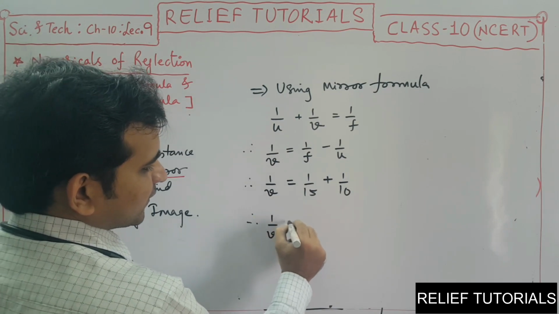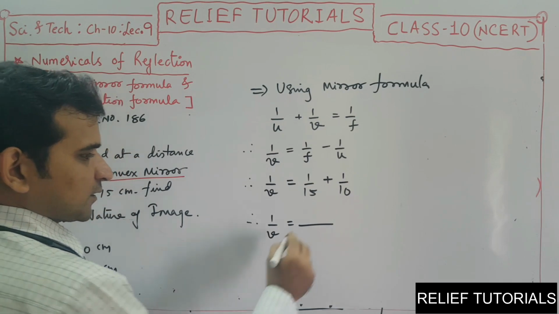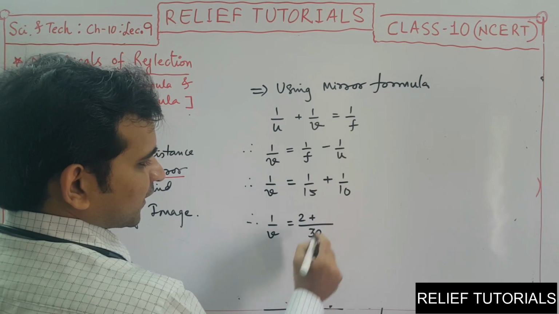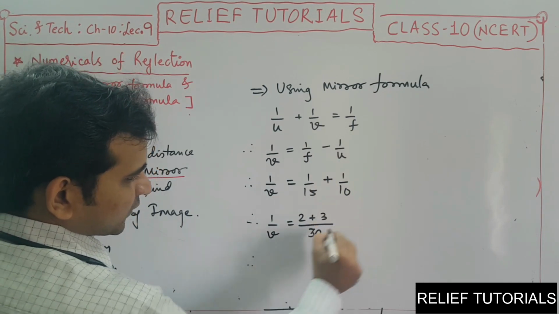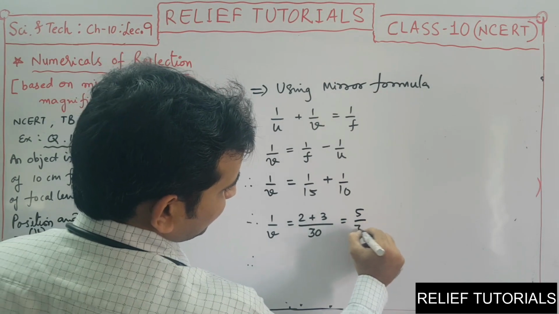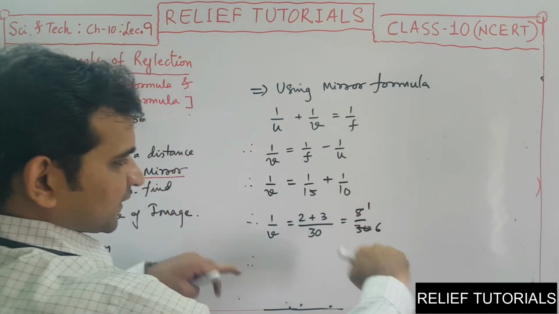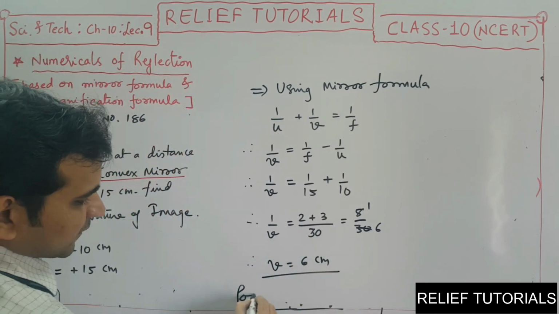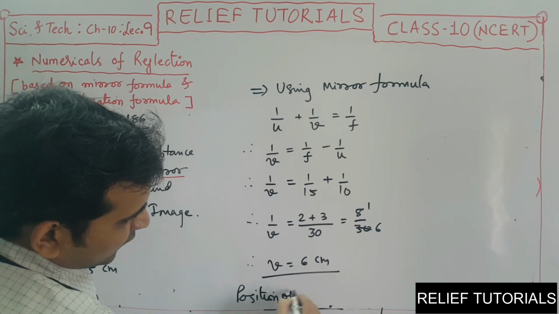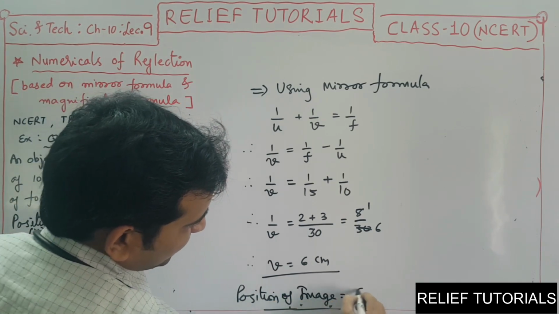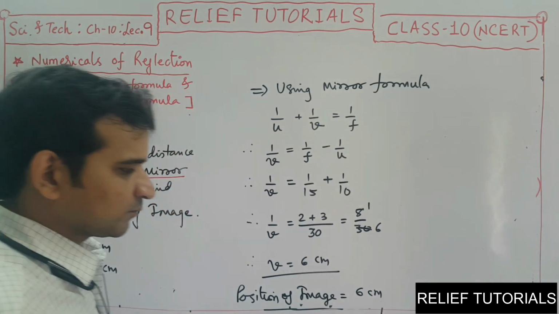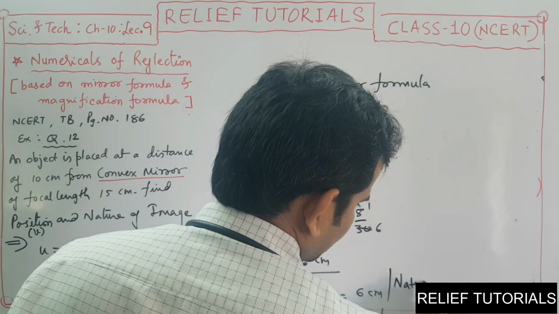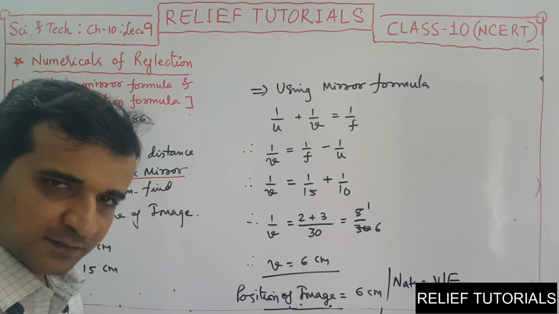Now 1 by v is equal to 1 by 15 plus 1 by 10. So the LCM is 30. 15 2s are 30, and 10 3s are 30, so it is 2 plus 3, which is 5 by 30. So it is 1 by 6. Take the reciprocal, so v is 6 centimeter. So you can write the answer: position of image is 6 centimeter from the mirror. And the nature is virtual and erect.